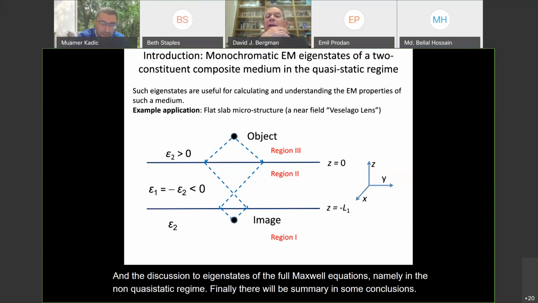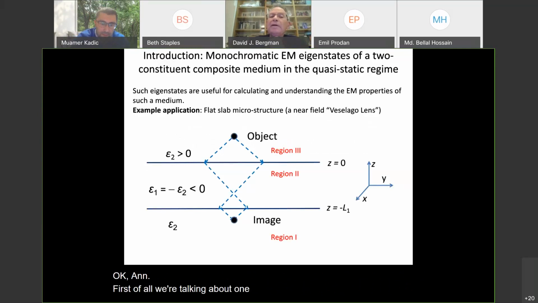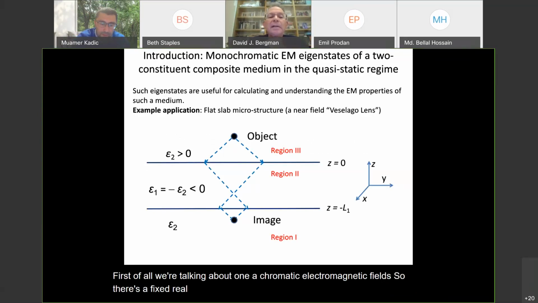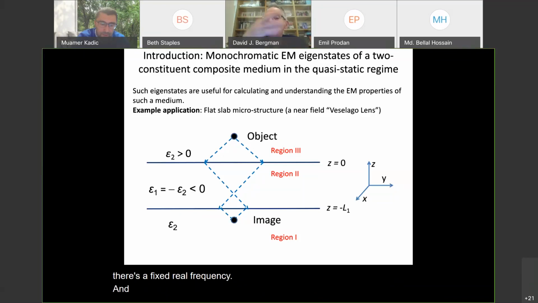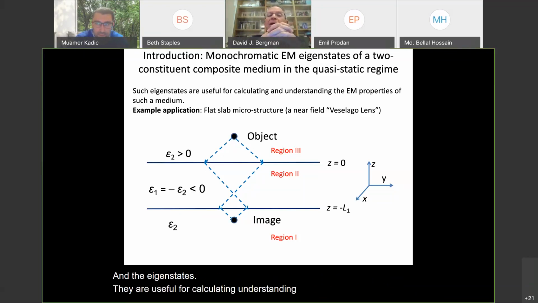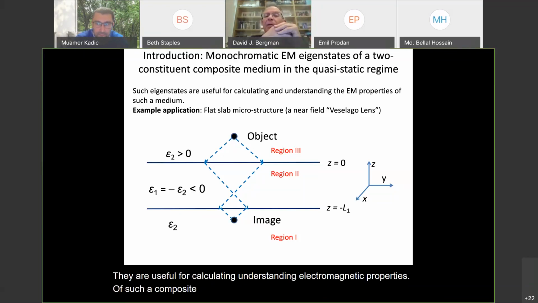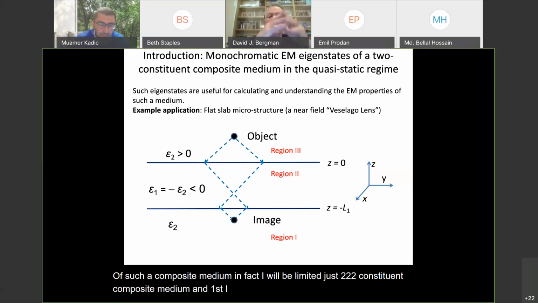Okay. First of all, we're talking about monochromatic electromagnetic fields. So there's a fixed real frequency, and the eigenstates are useful for calculating and understanding the electromagnetic properties of such a composite medium. In fact, I will be limited just to two-constituent composite media. And first, I want to show a very simple example application.